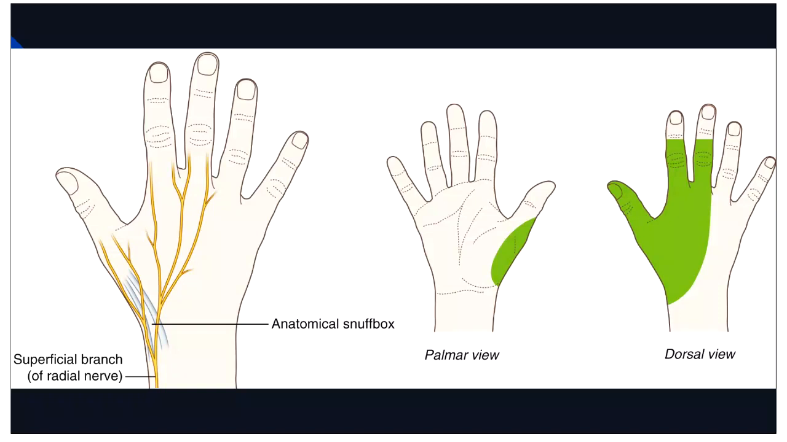And then here's the superficial branch of the radial nerve, okay, and what it innervates. Of course, superficial means it's just going to be on the skin, and then we're covering, as you see, the thumb, and then the more proximal half of the first, second and third digit, right?